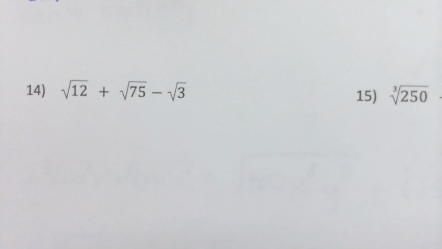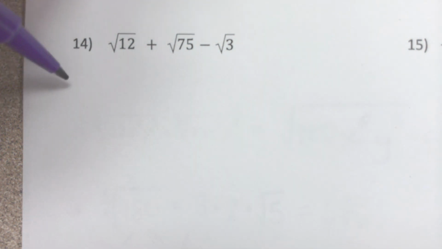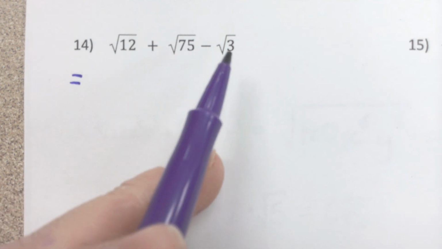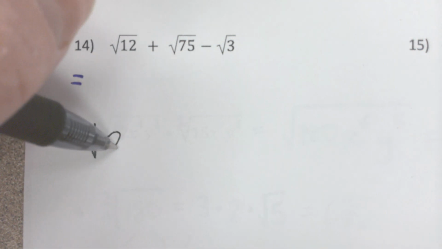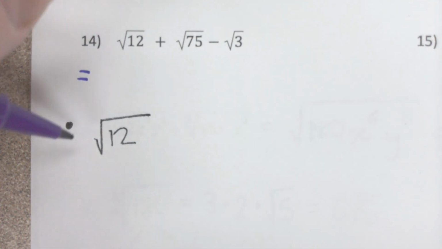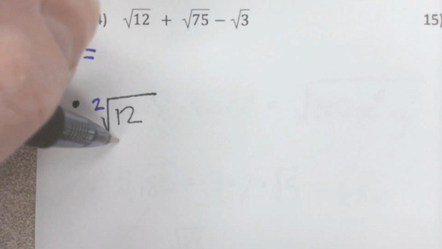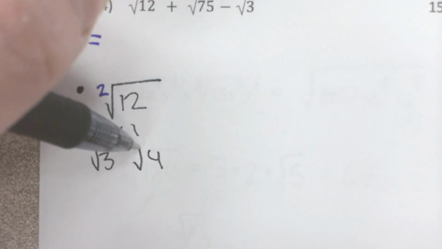All right, number 14. So as I said, we need to break down the 12 and the 75. The 3 will stay as it is. And for space-wise, I'm going to leave the space under here available because as I break these down, I'm going to write the new numbers underneath. So we have a square root of 12. Reminder, this is a square root, so we're making groups of 2. 12 breaks down. 3 and 4 is probably the best way to go here. 2 and 6 would be good as well.